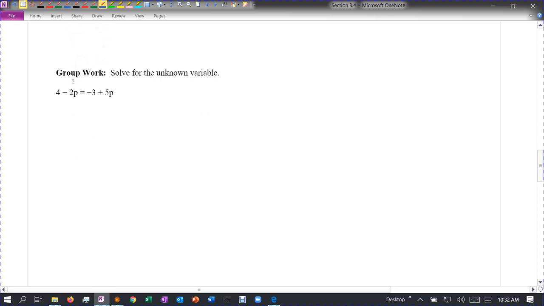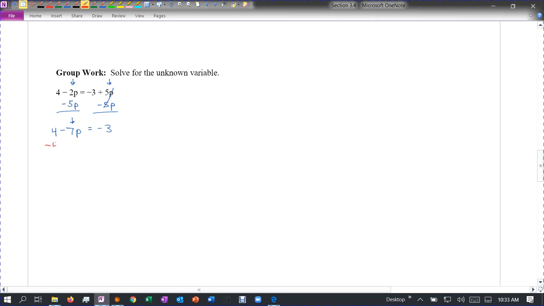Okay, so we have negative 2p and we have 5p. So let's just go with the same rule of thumb. We're going to try and get everything on the left. So I'm going to subtract 5p here, subtract 5p here. Let's see what happens. So we still have a 4. We're going to have negative 2p take away 5p, that's negative 7p, equals, on this side the p's cancel, we get negative 3.